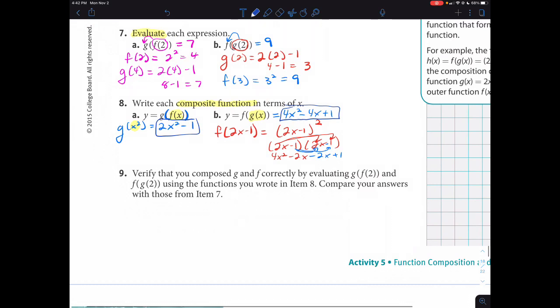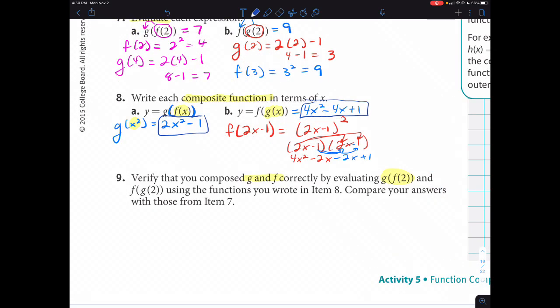Number 9, verify that you compose. Okay, so number 9 says to verify that you compose g and f correctly by evaluating g of f of 2 and f of g of 2 using the functions you wrote in item 8. So we're going to be using these functions right here that we found.